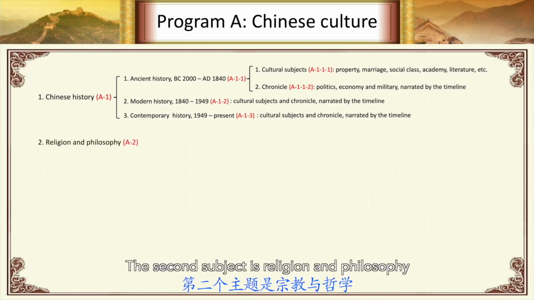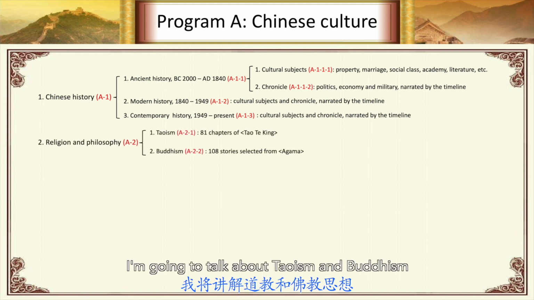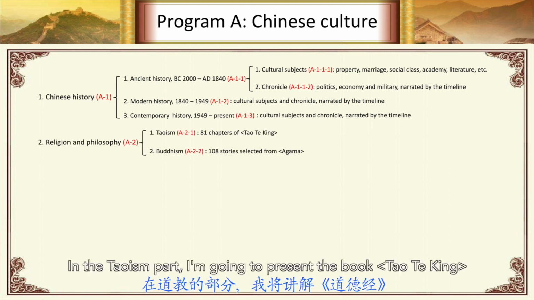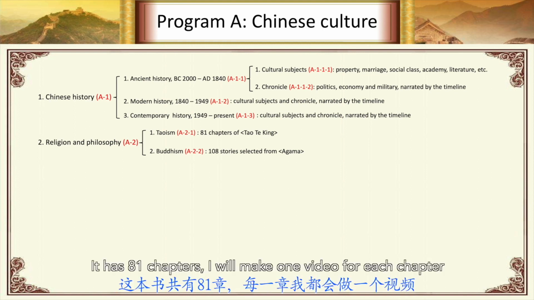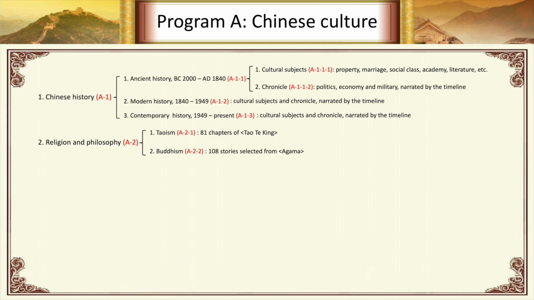The second subject is religion and philosophy. I'm going to talk about Taoism and Buddhism. In the Taoism part, I'm going to present the book Tao Te King. It has 81 chapters. I will make 1 video for each chapter. There will also be a video of introduction at the beginning.